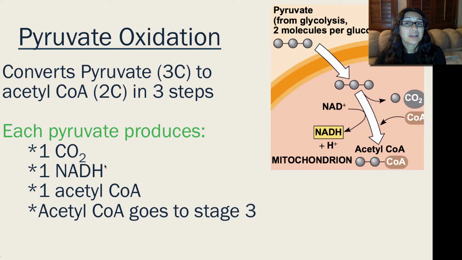Now, these numbers that we're looking at here are for each pyruvate. So one pyruvate will make this. The second pyruvate will also go through it and make these same things. So in the end, if we looked at both of them together, we made 2 carbon dioxides, 2 NADH, and 2 acetyl-CoA. So how does that look?